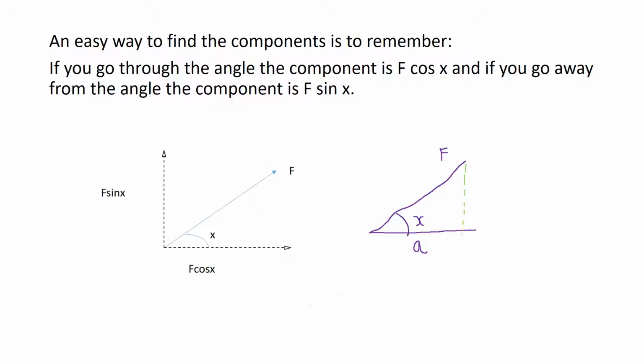I can show you a different colour, for example green. Imagine this was a full triangle. Then you'd have, to find out what A is, you'd use cosine of X equals A over F, so F cos x equals A, where A is the horizontal component. That's how you resolve a vector into its two components. Through is cosine and away is sine. Always, that's always the case.